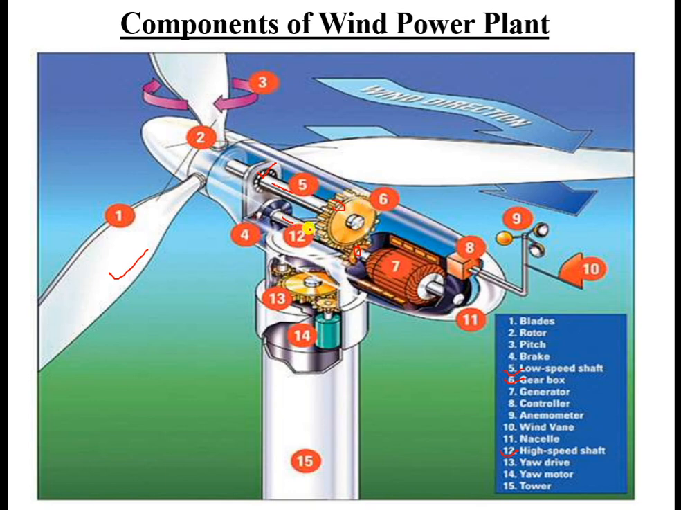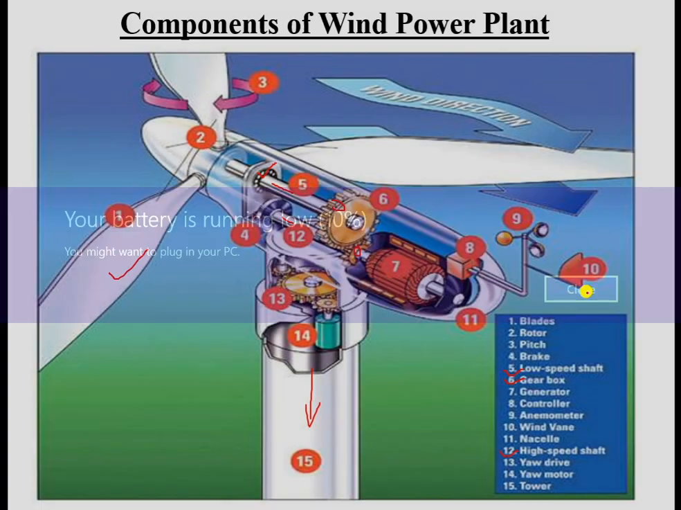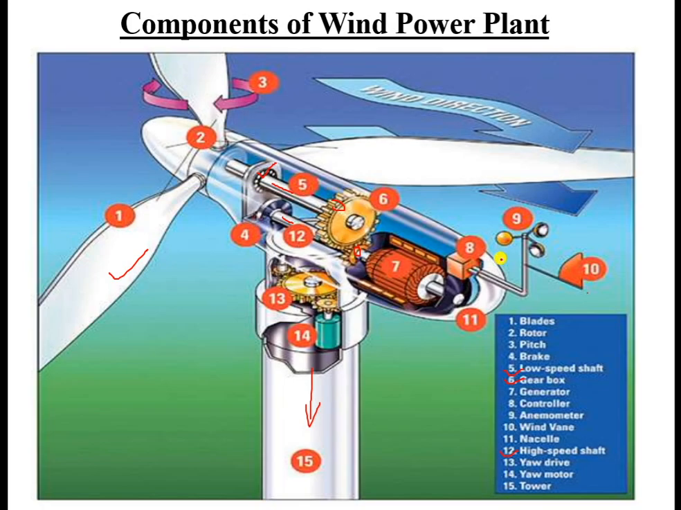So number 12 is nothing but the high speed shaft, which is connected through the alternator to the generator, which in turn gives away the electricity. It is carried away through this stalk-like, column-like structure, through which the cables are going, and then it is given away to that particular destination. That is important. The seventh one is the generator. I have already told you that.